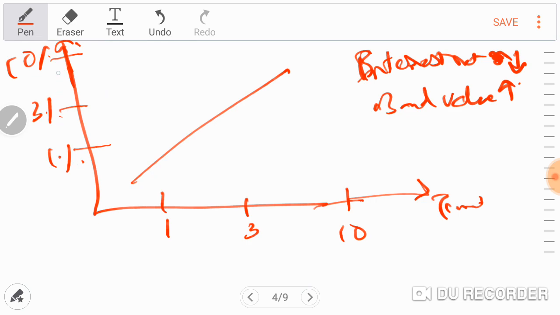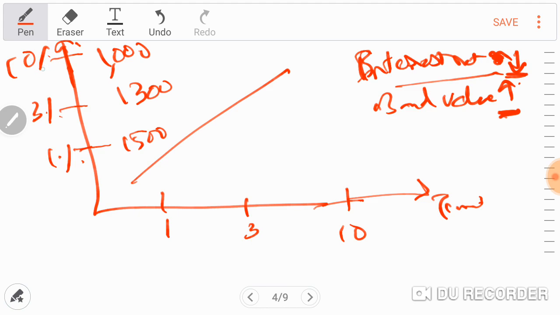So interest rates go down, so let's say at this point in time this was being priced at, say, $1,000. By the time there are only 3 years left, maybe it's now trading at $1,300, or now with 1 year left, maybe it's trading at $1,500. This is really the theory. If interest rates go down, the bond value goes up. The interest rate is going down from 10 to 1, the bond value is going up from 1,000 to 1,500.